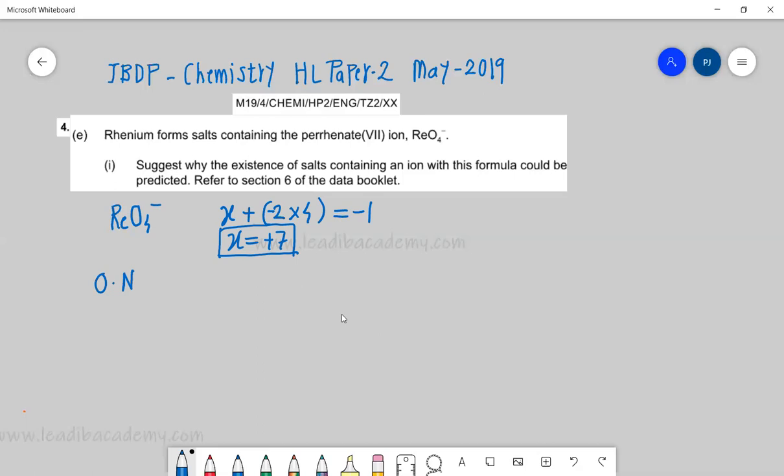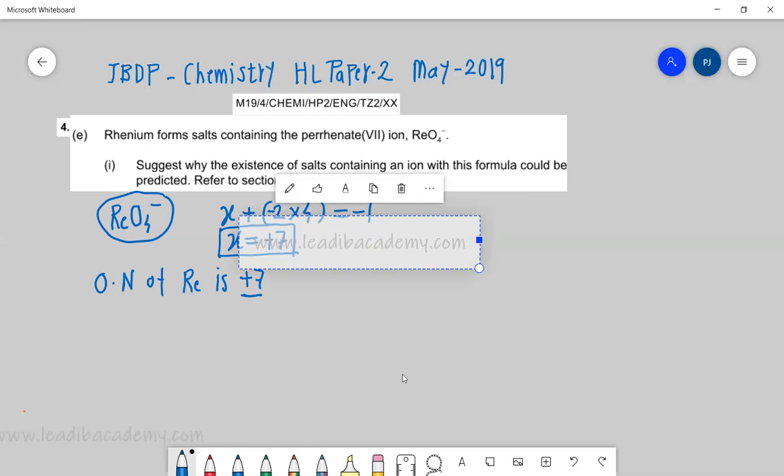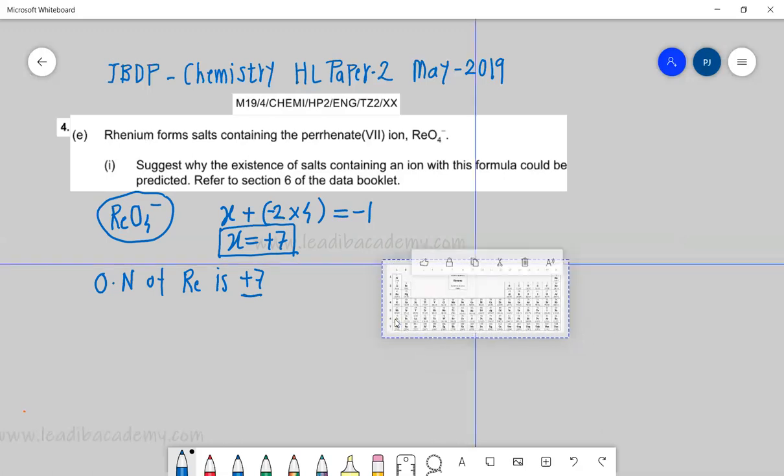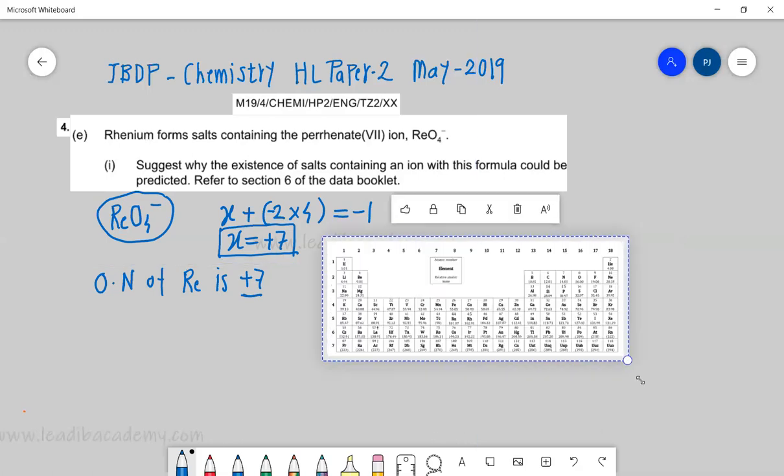the oxidation number of rhenium is +7 in this specific perrhenate ion. Okay, that's the logic. Now how can we conclude that yes, it is matching with whatever is predicted from the periodic table? So let's check from our tool, that is the data booklet or periodic table.